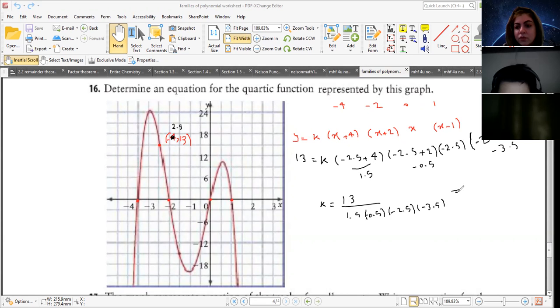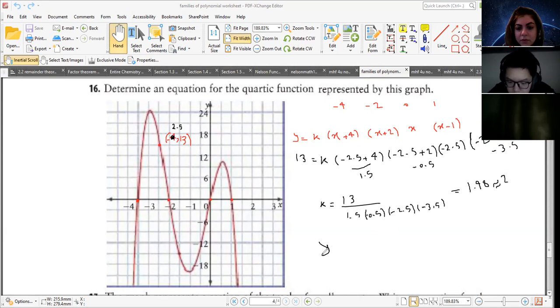When you get the number, you have to rewrite your equation. So here is 13 divided by 1.5 multiplied by 0.5, 2.5 multiplied by 3.5, which is 1.98. I approximate that to 2.